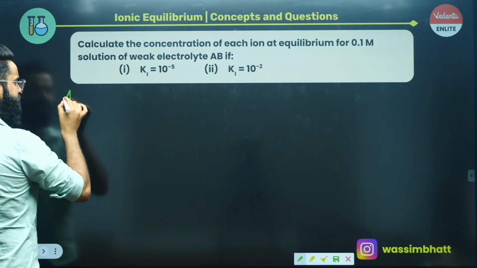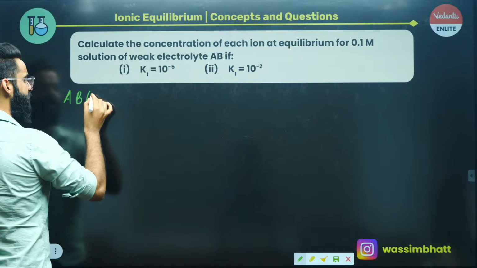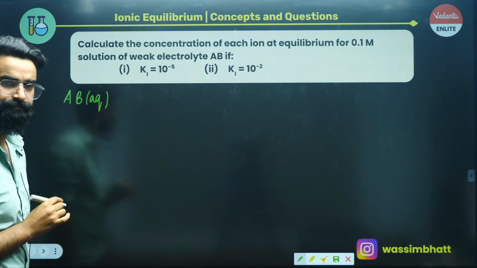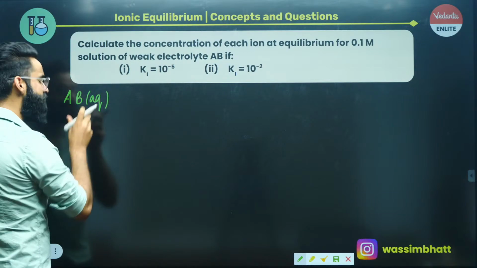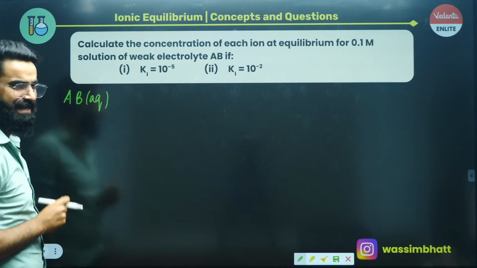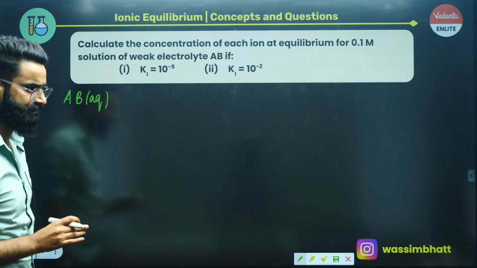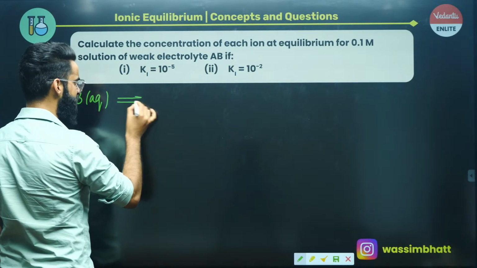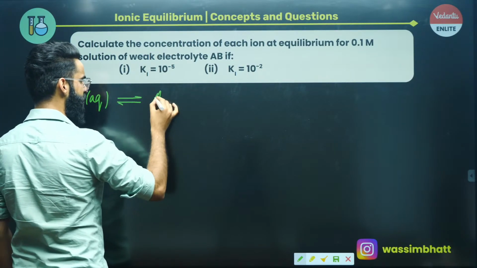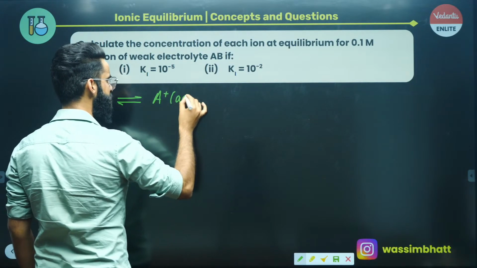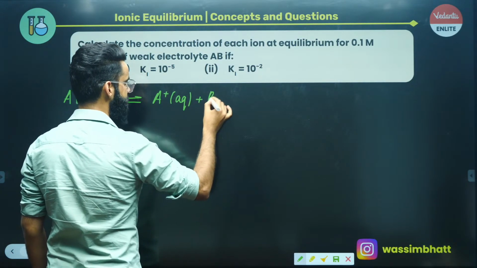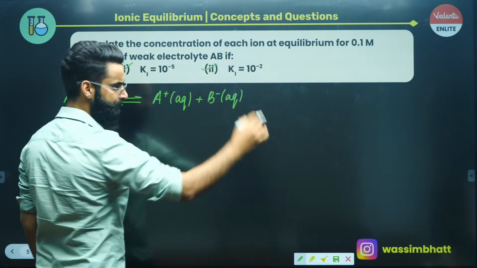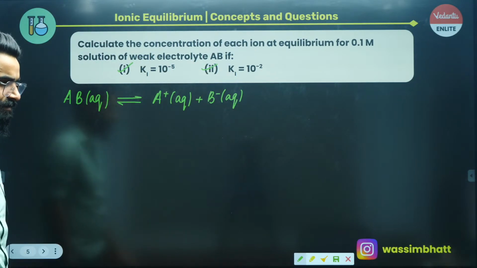So we are starting with the weak electrolyte AB. The first thing I want you to remember is that a weak electrolyte always stays in equilibrium with its ions, and its ions are going to be A positive aqueous and B negative aqueous. These are basically the two ions given to us.